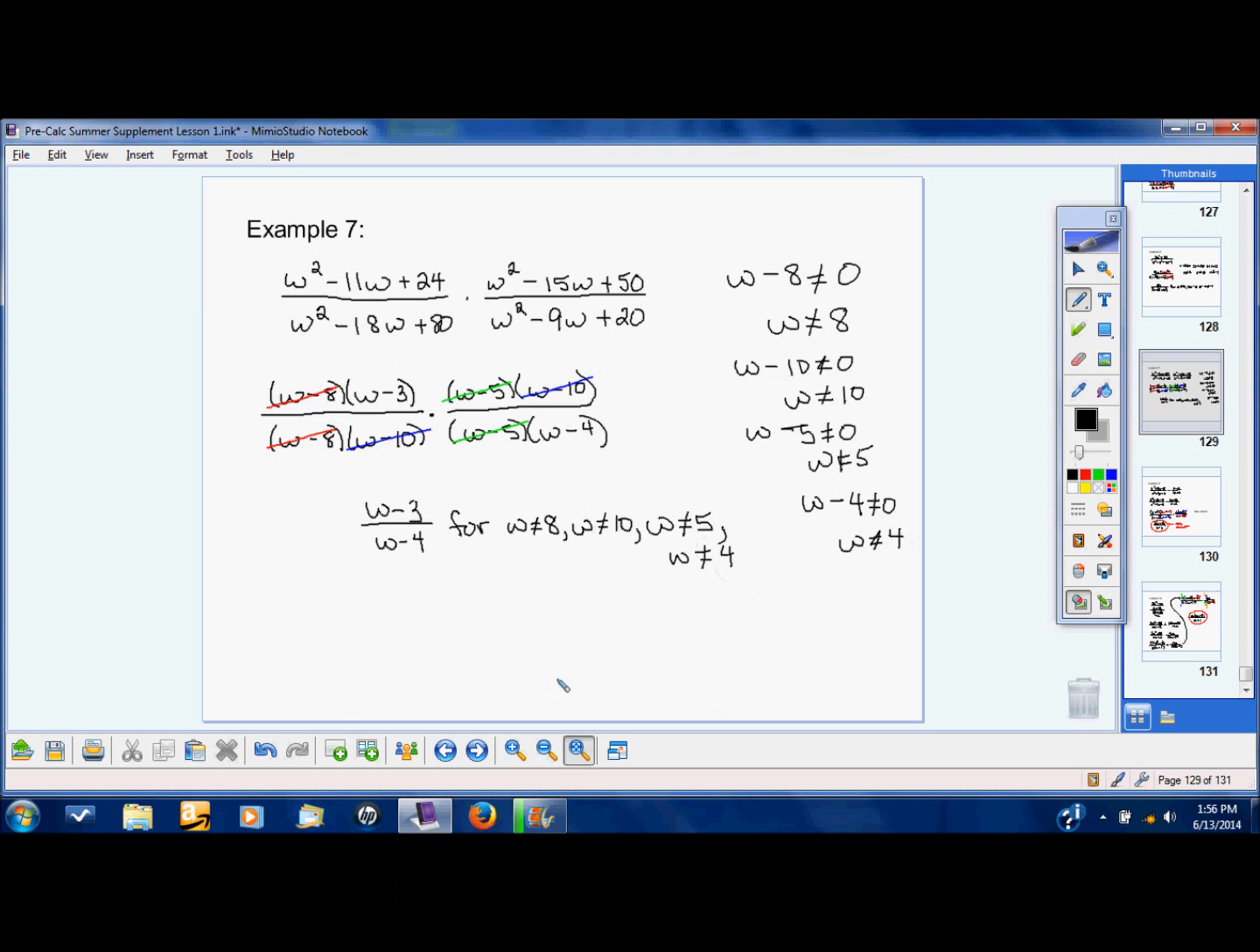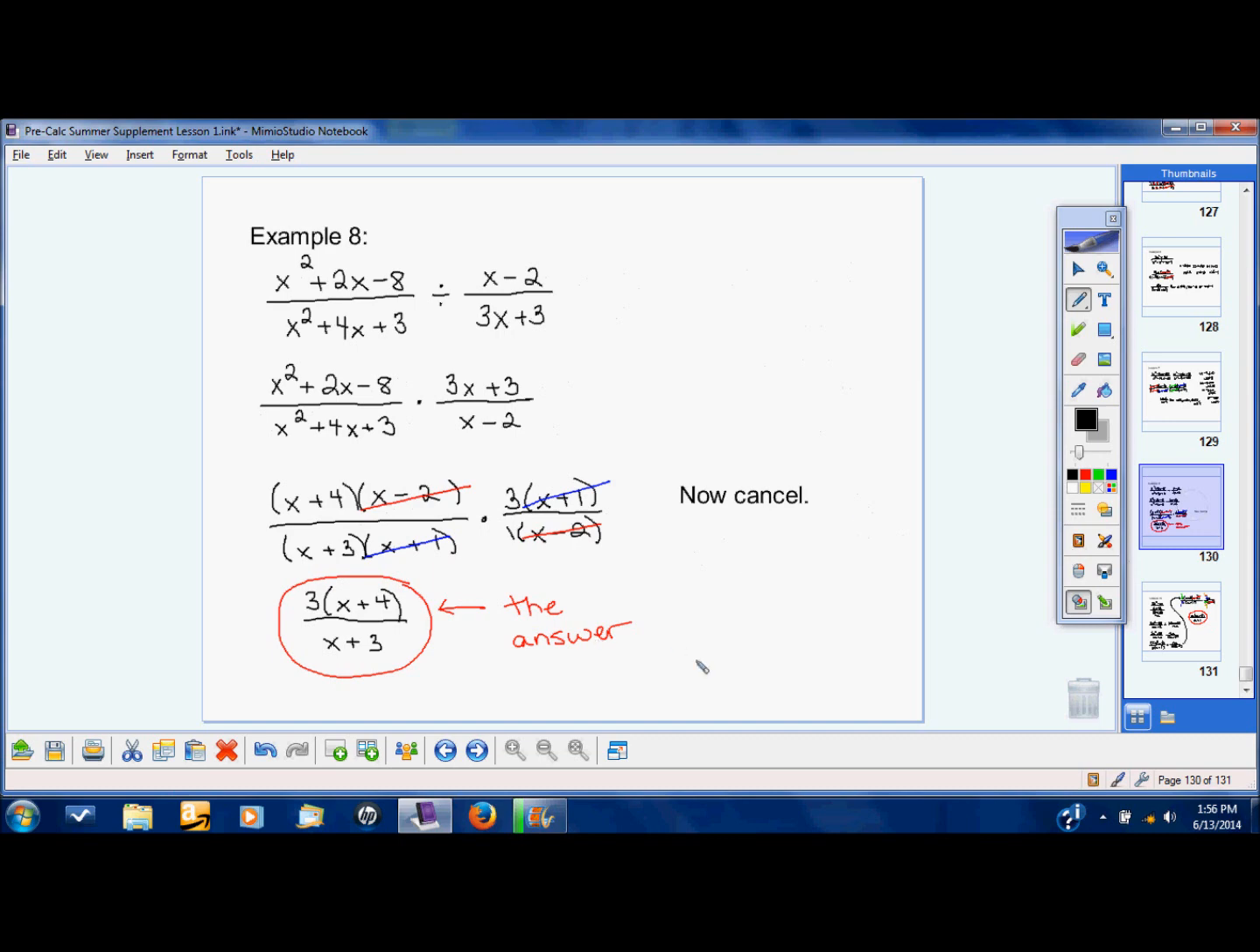So W can be any number in the whole grand scheme of numbers except for 8, 10, 5, and 4. Because all of those will put a 0 in a denominator and mess it up. So you should always go through and evaluate the numbers that these things can't be. So let's take a look at the last couple. Here's one, here's an answer. You need to go back and look at the steps and find out what x is not allowed to be. It's the only variable in there, so there may be some exclusions for x. So we'll take a look at that.